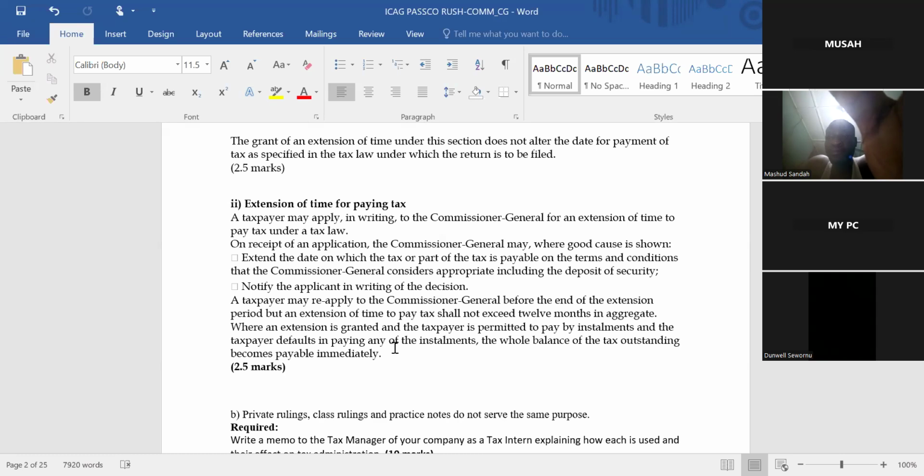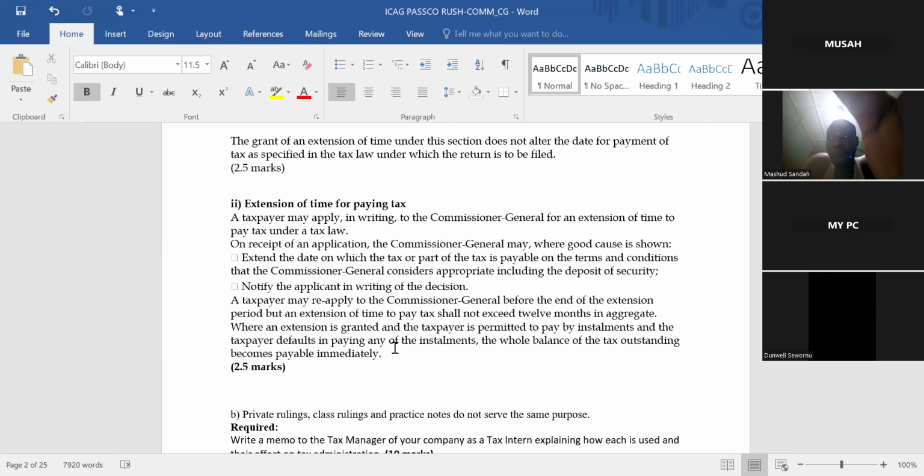Now, if the Commissioner General grants you the first extension, the law says that you can also apply again. That is multiple requests. But the law is clear. It says that the Commissioner General in total of the extension should not exceed 12 months. Should not exceed 12 months.